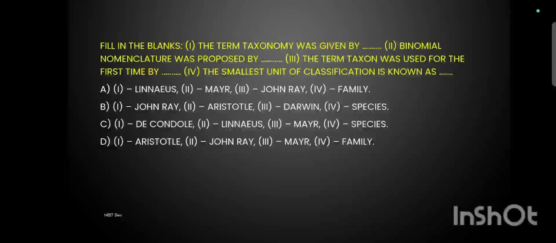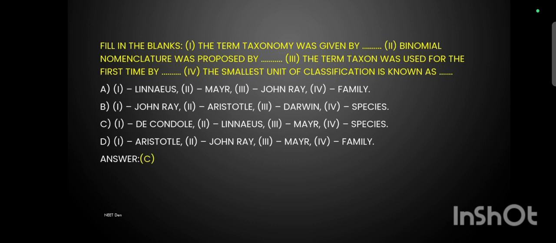Question: fill in the blanks. The options to the answers have been given in sequence, the right answers to the blanks in the four statements, which are as follows. The first statement is the term taxonomy was given by Dash. Second statement is binomial nomenclature was proposed by Dash. Third statement is the term taxon was used for the first time by Dash. And fourth statement is the simplest unit of classification is known as Dash.